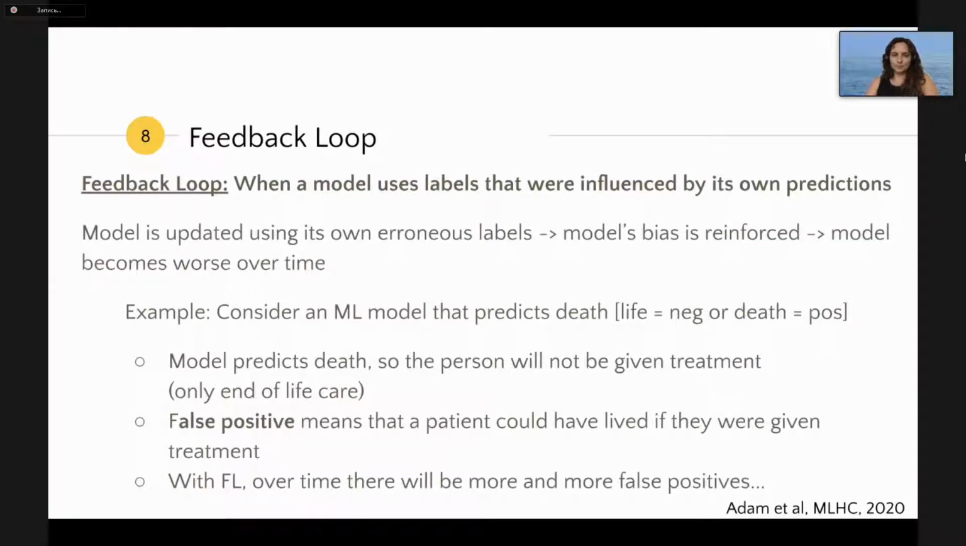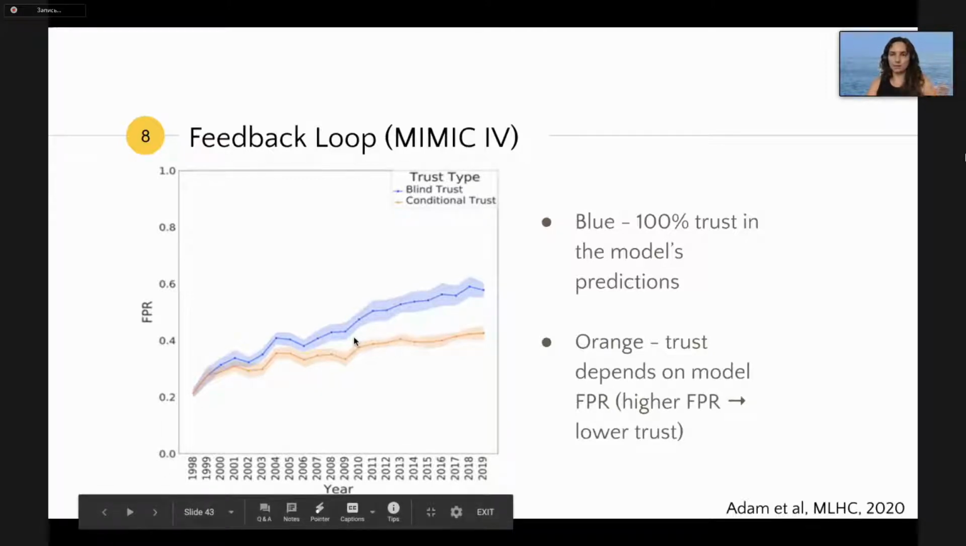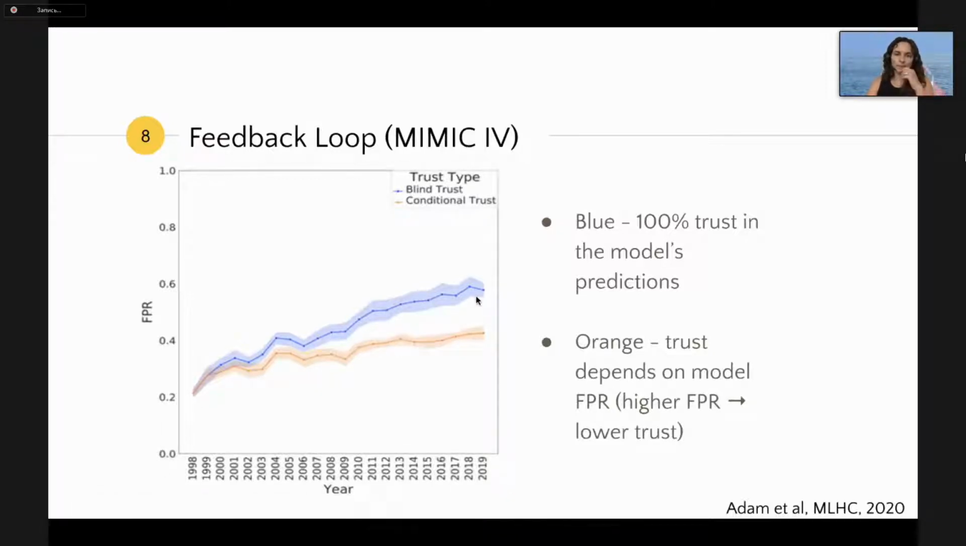So with a feedback loop over time, the problem is that there will be more and more of these false positives. This is just to show you that if the clinician gives blind trust, this is the blue curve, then the false positive rate over time goes from, say, 20% on that MIMIC data that I have shown before, almost up to 60%, which is crazy.